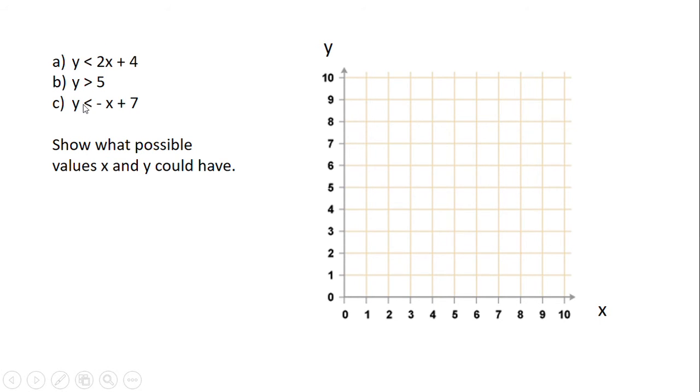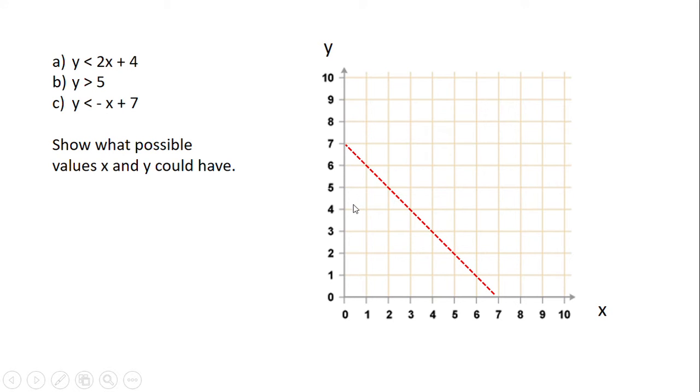Firstly, I'm going to draw this bottom one. Y is smaller than minus x plus 7. Okay, that's this line here. Y equals minus x plus 7, a gradient of minus 1, a y-intercept of 7. We want y is smaller than minus x plus 7, so we want below the line because it's smaller than.